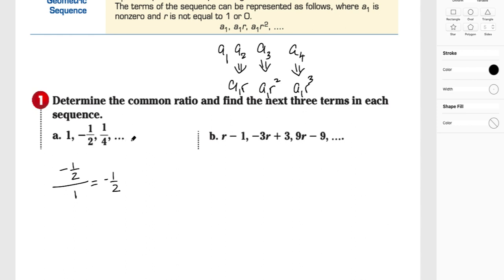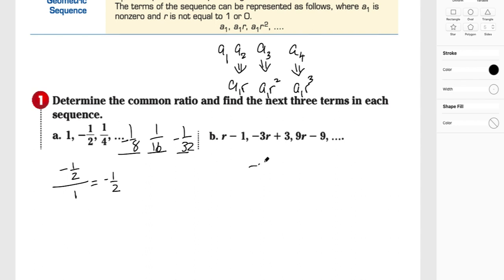So the next three terms, let's go ahead and put little 3 marks here, would be a -1/8, a +1/16, and a -1/32. Okay, over here we're going to do the same thing. We're asked to figure out what is the common ratio. Now this looks weird. R - 1, -3R + 3. What is happening? But again, we're going to just do the same thing.